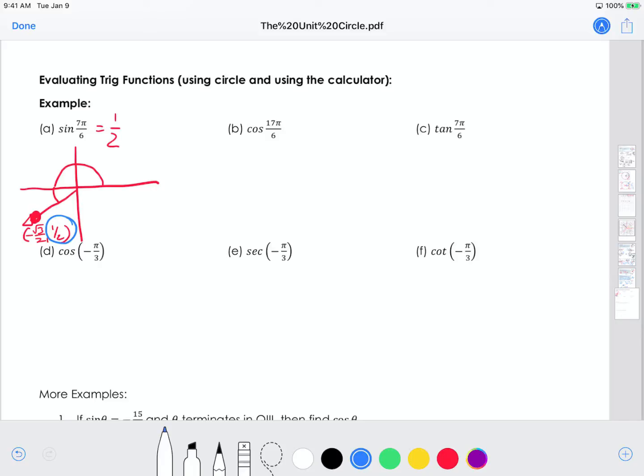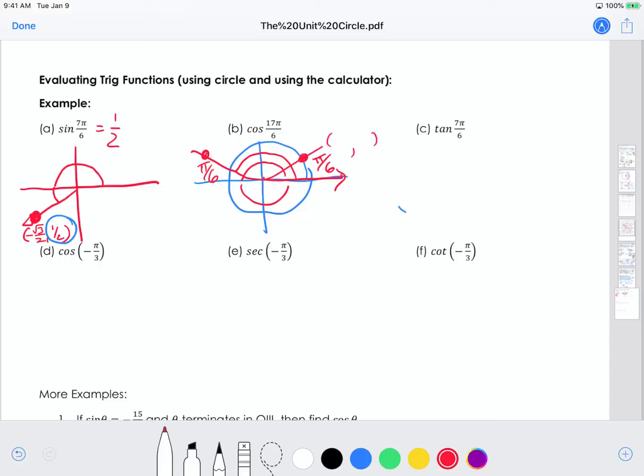For part B, it says cosine of 17 pi over 6. So if we look at the unit circle, 18 pi over 6 would be 3 pi. Pi over 6 short of 3 pi. So if this is my initial side, I'm going to open 1 pi, 2 pi, and then almost 3 pi. I'm pi over 6 shy of 3 pi. So that's going to be the same as this point here using my reference angle. That's going to be the same as pi over 6 on my unit circle.